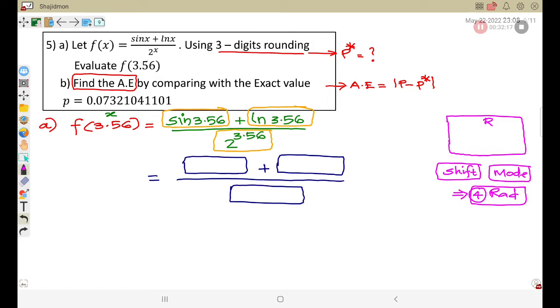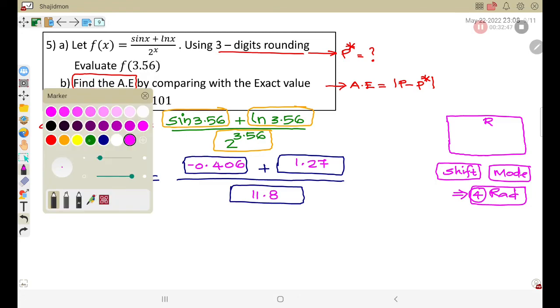Now we will calculate. First, sine 3.56. What is the number? You can check, you will get minus 0.406, 3 digits rounding number. Ln 3.56, you will get 1.27. Divide 2 power 3.56, you will get 11.8. All are 3 digits rounding separately.